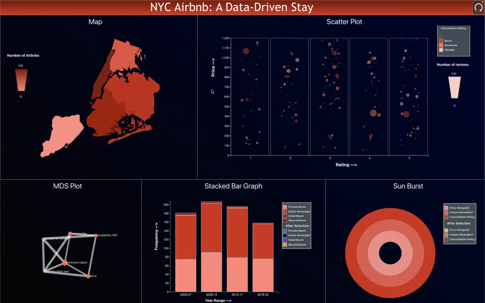Coming on to the scatter plot, which is a hybrid scatter plot and density plot, where the y-axis represents the price and the x-axis represents the rating of that particular Airbnb. Here the size of each data point varies with the number of reviews. And the color for each data point depends upon the cancellation policy, whether it is strict, moderate, or flexible.